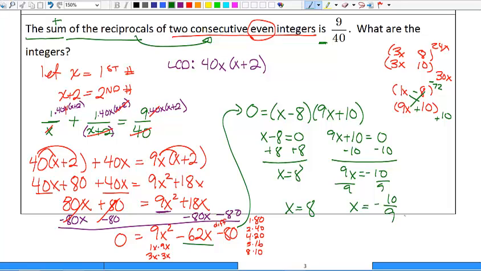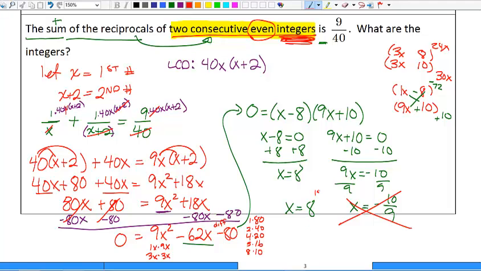Now, what were these things to begin with? They were two even integers. And an integer is a positive or negative whole number. So one of these answers just doesn't make much sense. Negative 10 ninths is not a whole number. We're not canceling it out because it's negative. This time we're canceling it out because it's a fraction, and integers can't be fractions. So the answer has to be 8 as my first number.